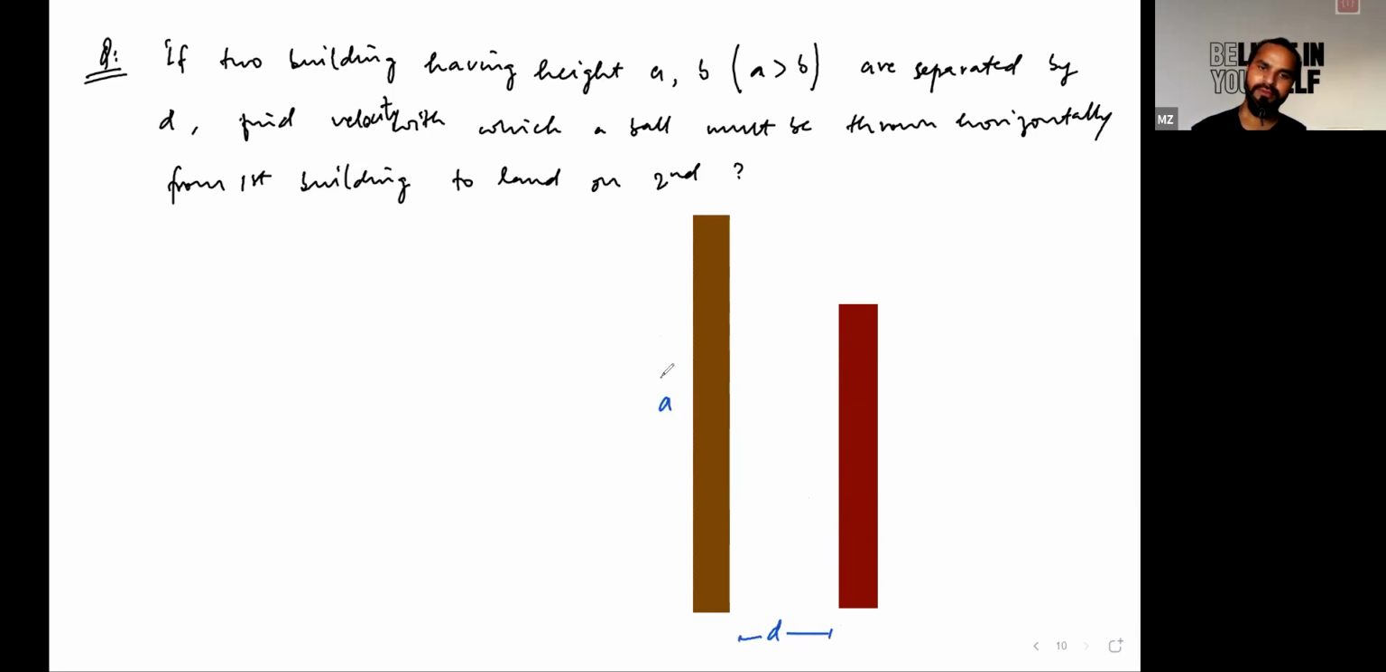This is the total height of the first building as a meters and the total height of the second building as b meters. So I have to throw a ball horizontally from the first building so that it will reach safely on the second building. For this, draw a vertical line and a horizontal line.